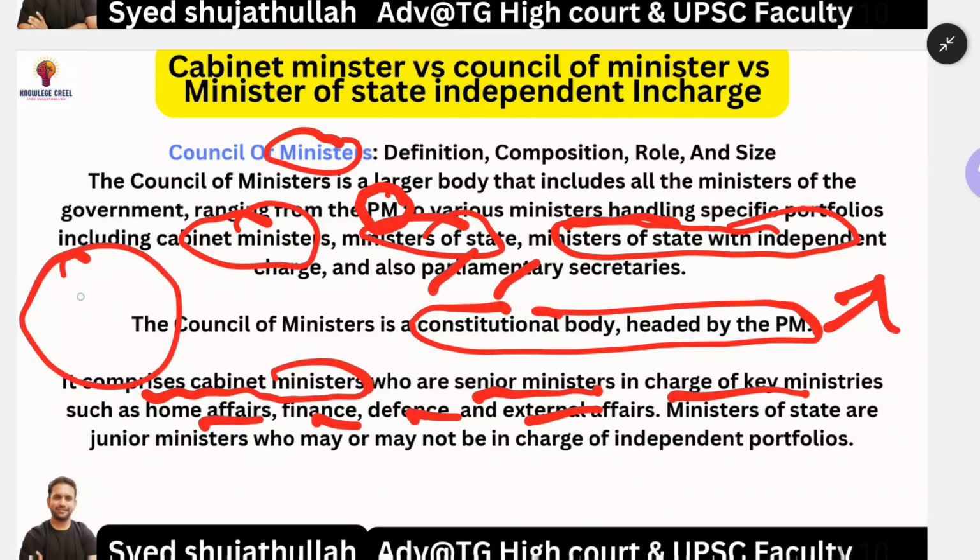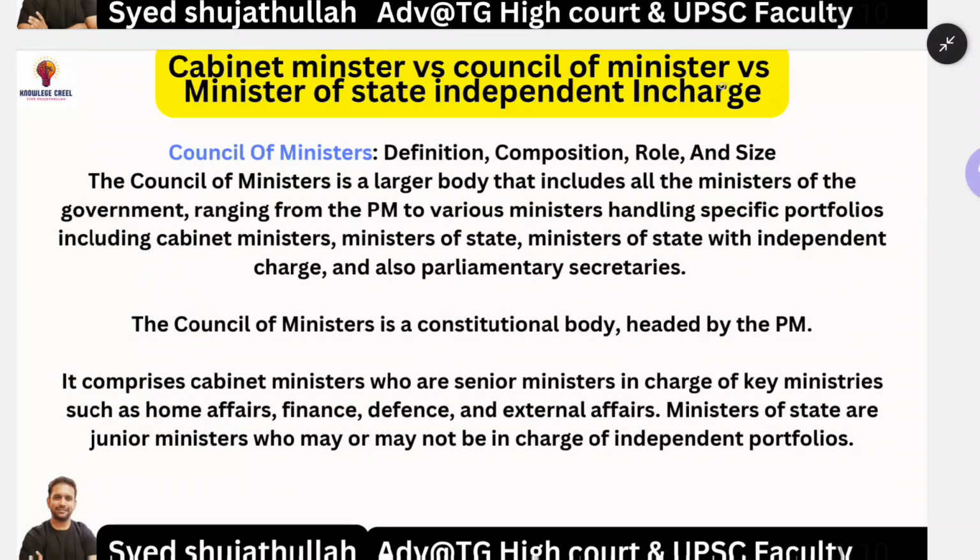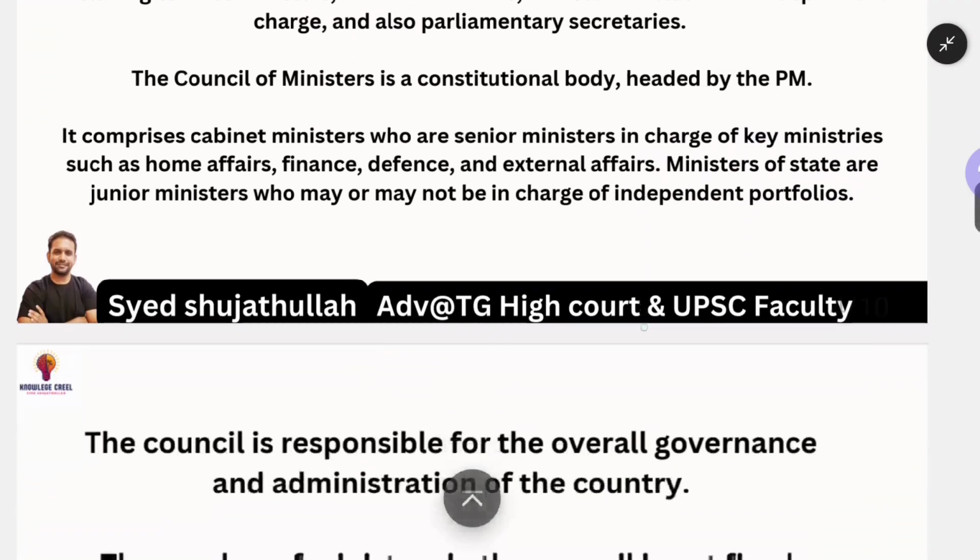So within the Council of Ministers, we also have Cabinet Minister, which are actually holding what? Key ministries like Finance, Home, etc., Defence. Minister of States are junior ministers who may or may not be in charge of independent portfolios. So that is what I have told you. Minister of just State. You do not have here Minister of State of Independent Charge written here. We have here Minister of States only. So Minister of State is that particular minister which actually is doing the work under a particular ministry. Basically, usually this is the custom.